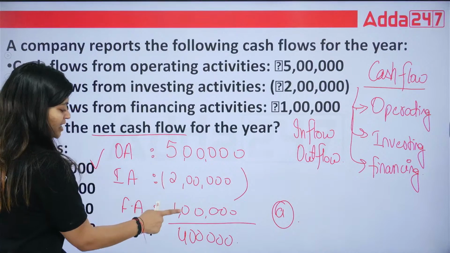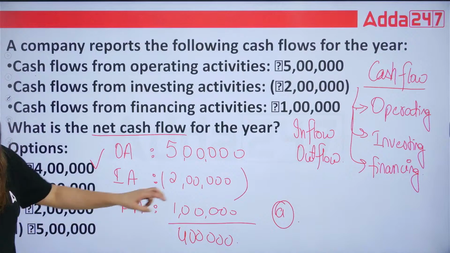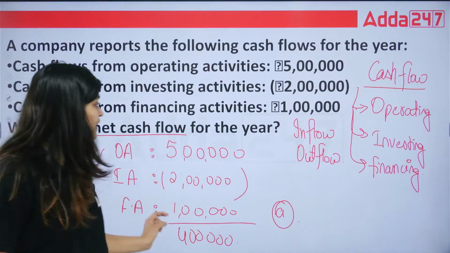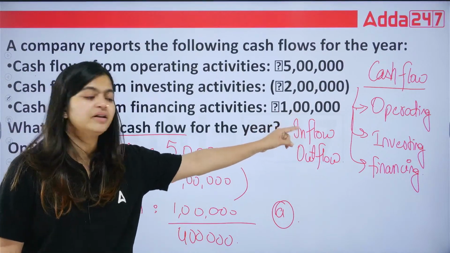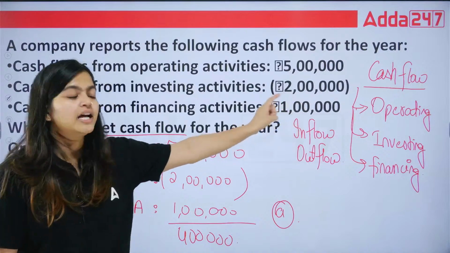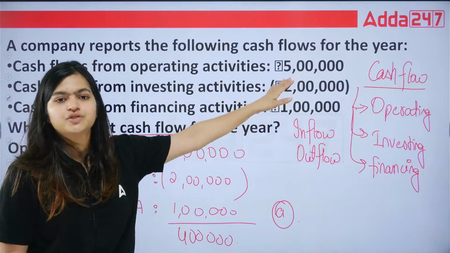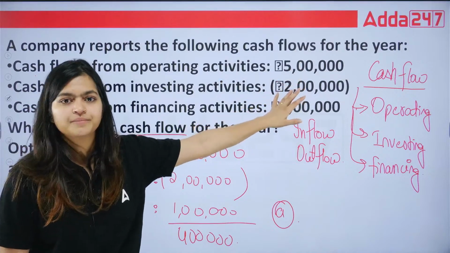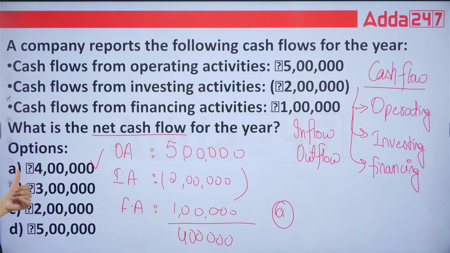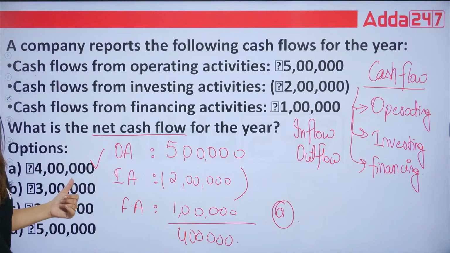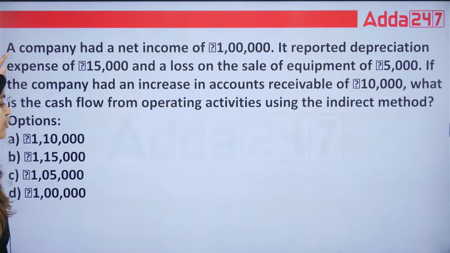5 lakh plus 1 lakh minus 2 lakh. This is your negative amount. 1 lakh is your positive amount; remember, 1 lakh is not in brackets, that's why it is a positive amount. 5 lakh is a positive amount. Only the 2 lakh, which is in brackets, is your negative amount. So the ultimate answer of this question is 4 lakh. Okay, now let's see the next question.